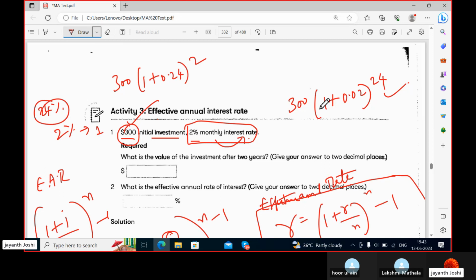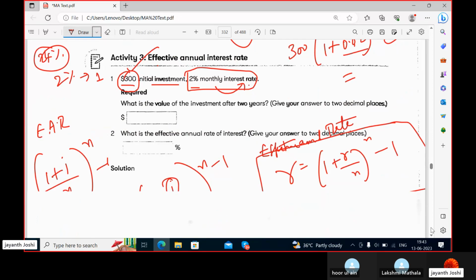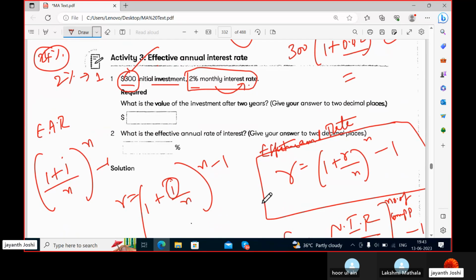But here, they have given me a 2% monthly interest rate. So I will take 2% here, and that is monthly. Then instead of 1 year, I will take 12 months. But here there are 2 years, so 24 months. Correct? Yes or no? Yes, sir. So now you can calculate the answer, and then we will do the second one. The second one I am also putting here, you can solve.